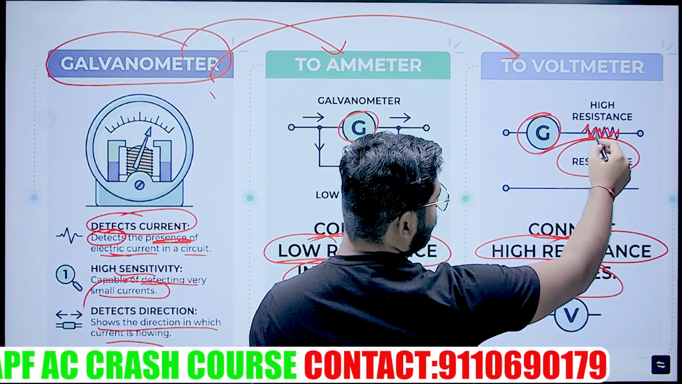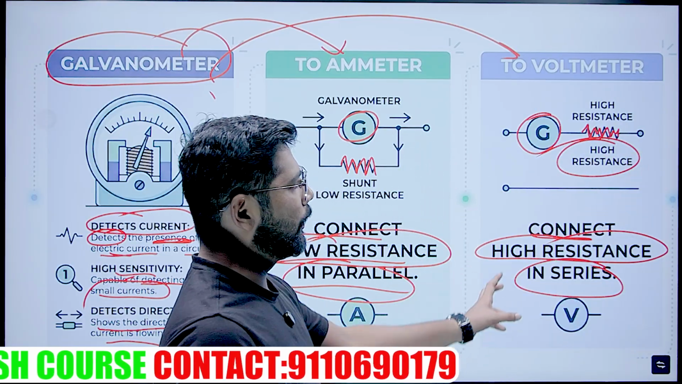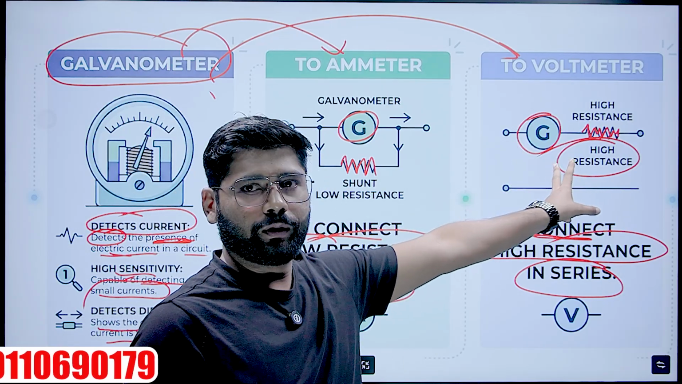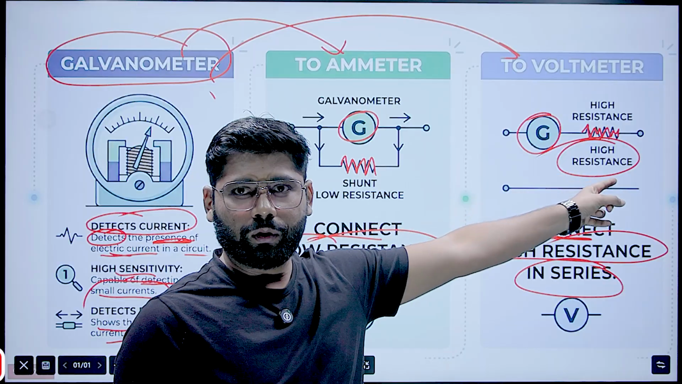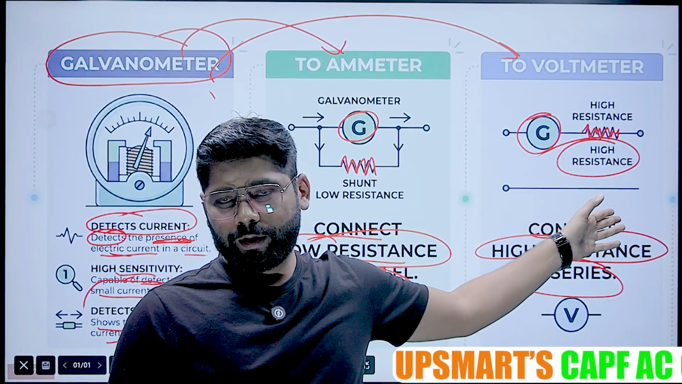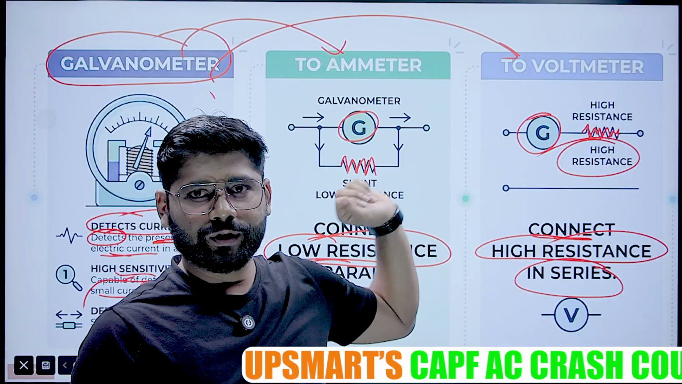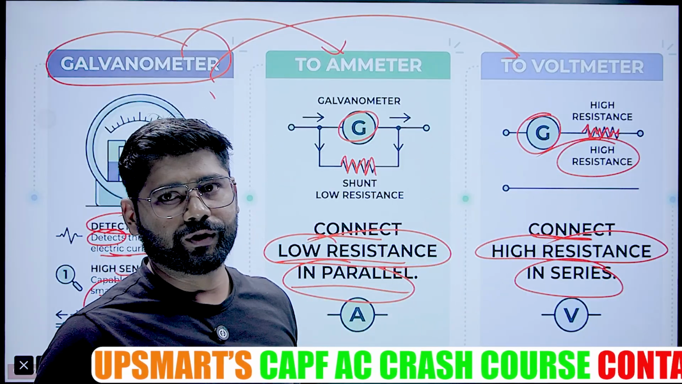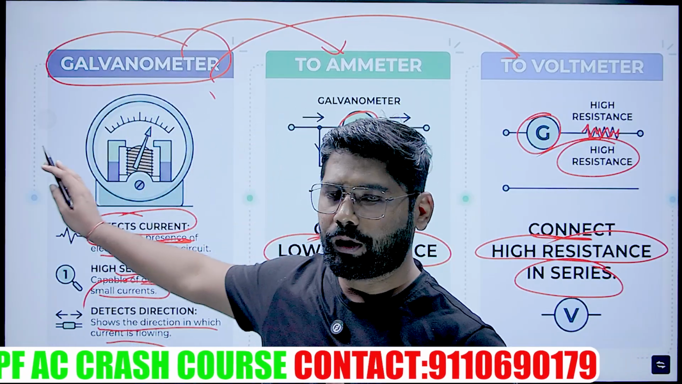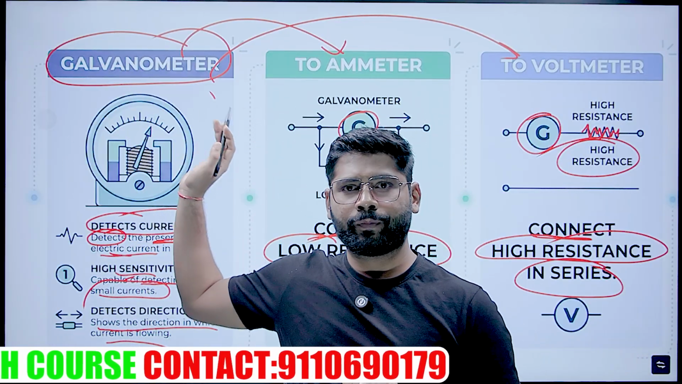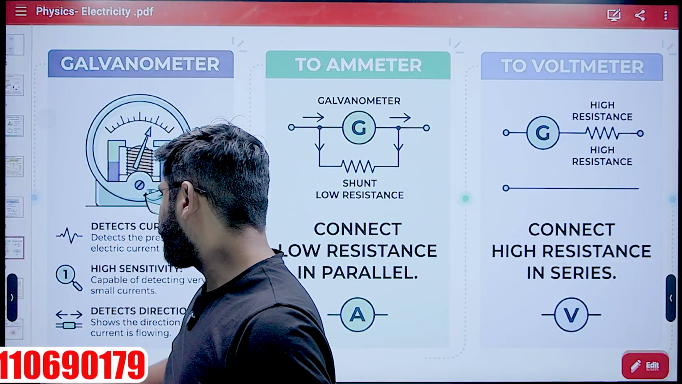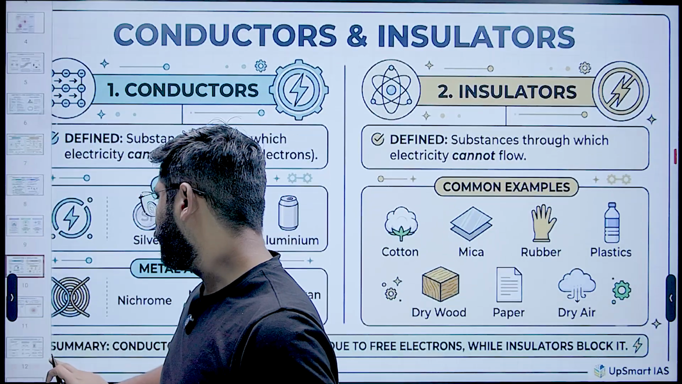Then we will implant this high resistance in series in the circuit. What it will do is resist the flow of current, because it has a high resistance. So that is the basic idea when it comes to converting a galvanometer to an ammeter and converting a galvanometer to a voltmeter.